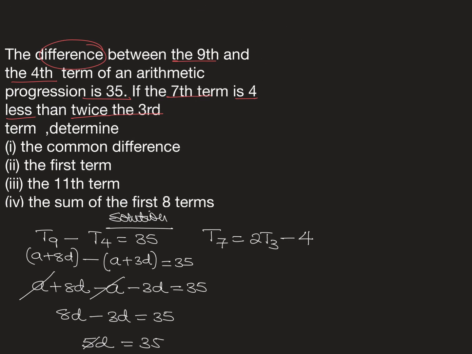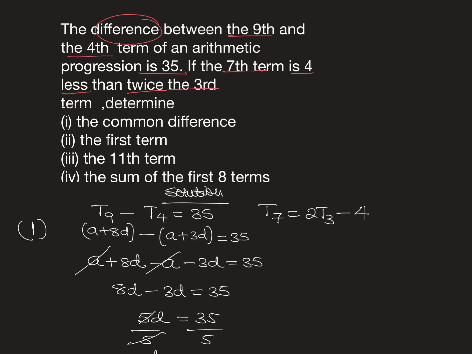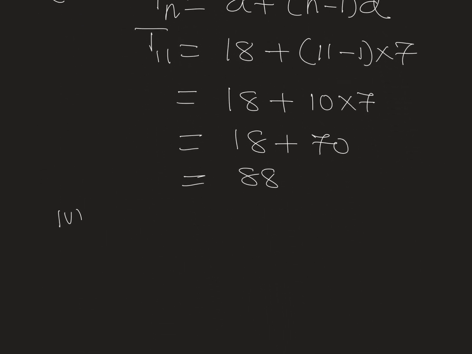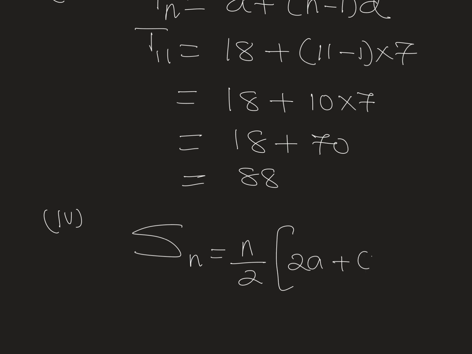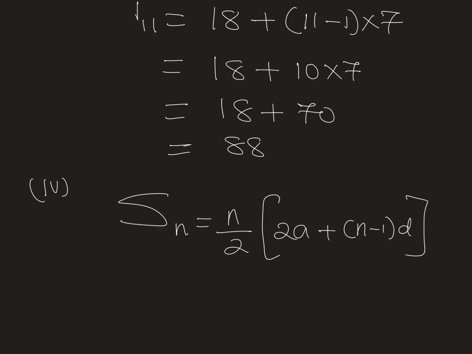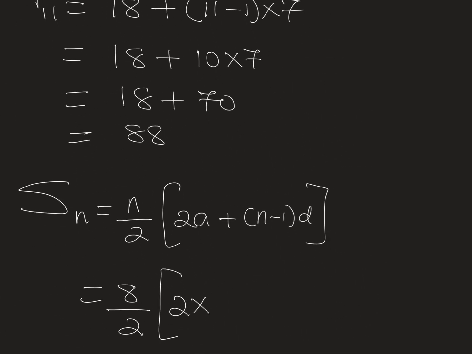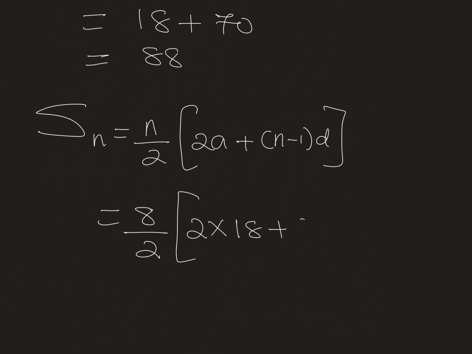Moving on to the fourth question, it says the sum of the first 8 terms. Okay, so using s sub n is equal to n over 2 into 2a plus n minus 1 times the difference. The sum of the first 8 terms will be 8 over 2, n will be 8, right? Into 2 times a, which is 18, plus n will be 8 minus 1 times the difference, which is 7.